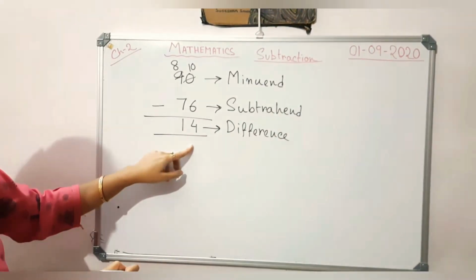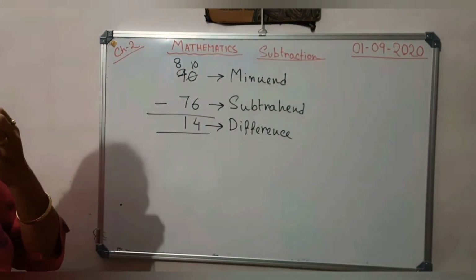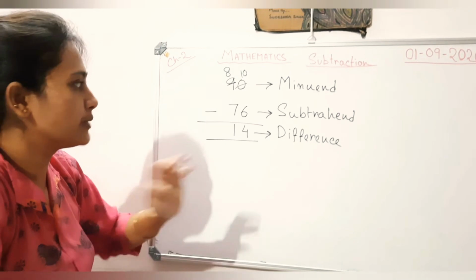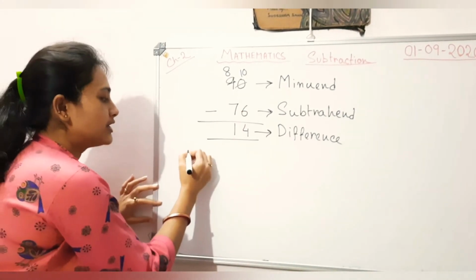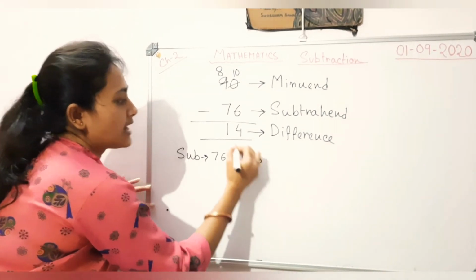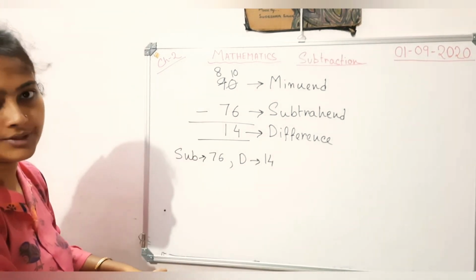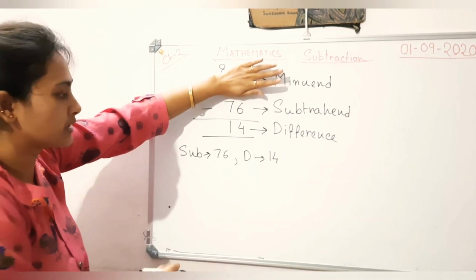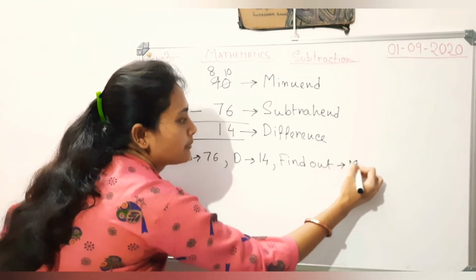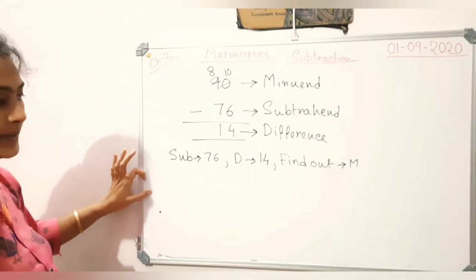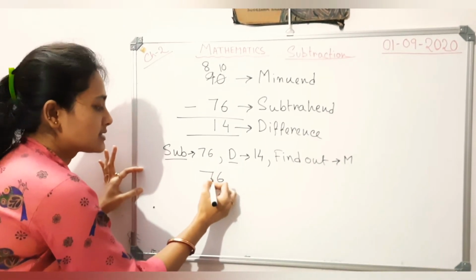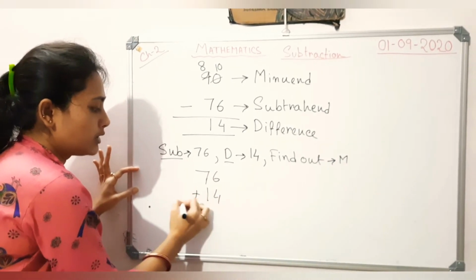This is 14. So now students, between these two numbers, suppose only one number is given in your question. Suppose only the subtrahend is given. You have the subtrahend, that is 76, along with the difference, that is 14. You don't know the minuend. It is not given in your question. You have to find out the minuend. How can you do it, students? That time you have to add this subtrahend with this difference. 76 plus 14. You have to do addition.